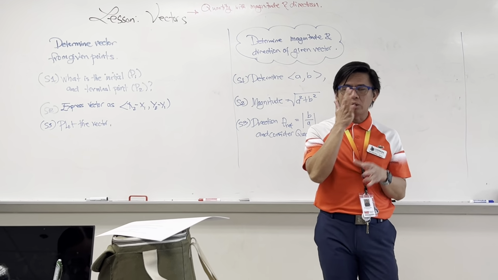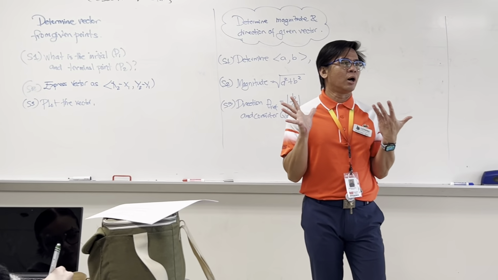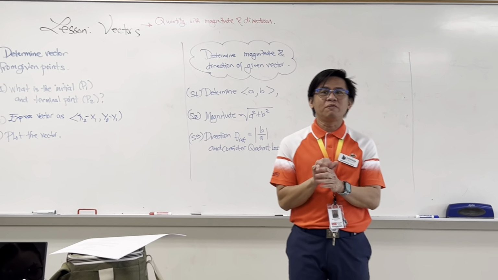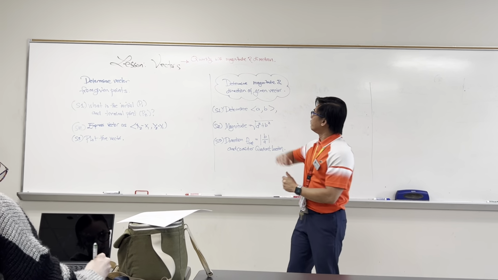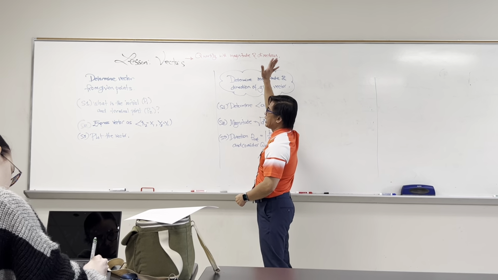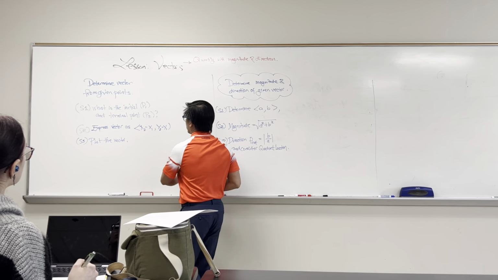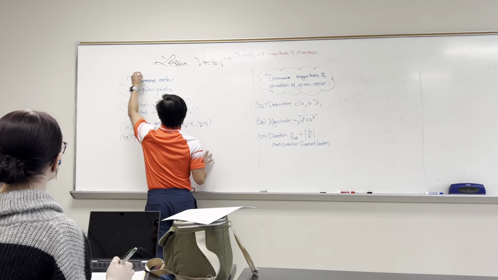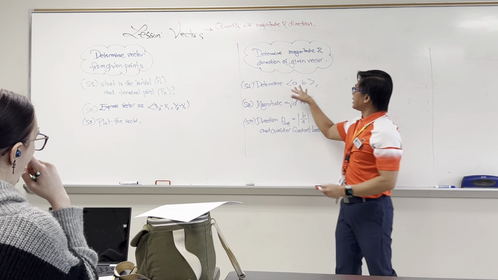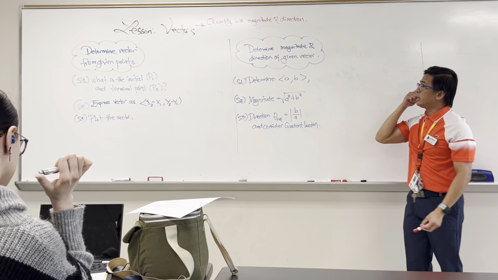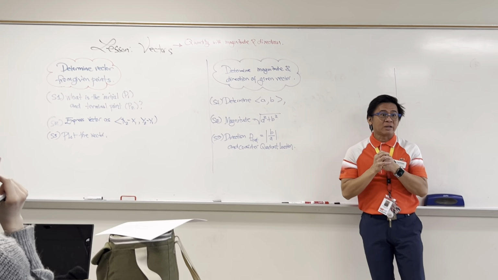Velocity, that's the speed in a certain direction. Acceleration, displacement, all of these are physics quantities that involve two things, the magnitude and the direction. For now, we'll be working on the following here. First, how to determine a vector from given points. And second, how to determine the magnitude and direction of a given vector.